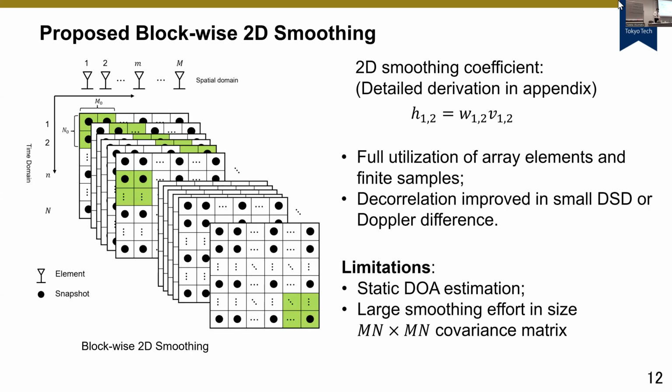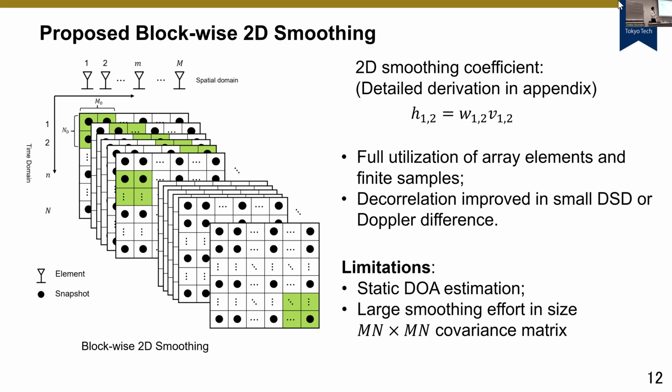So to overcome these limitations of the 1D smoothing technique, we proposed a 2D smoothing technique by combining the spatial domain and the time domain together. So in this case, we separate the snapshots into several sub-rectangles, both in the spatial domain and in the time domain. And then we conduct the smoothing procedure from the beginning to the end. So in this case, the performance is relying on these coefficients. We can see that it's the product of the coefficient in the spatial smoothing and the coefficient in the temporal smoothing. So in this case, we can fully utilize the array elements and the finite samples to decorrelate the coherence. And also, the decorrelation performance is improved even in the small DSD or Doppler difference area.